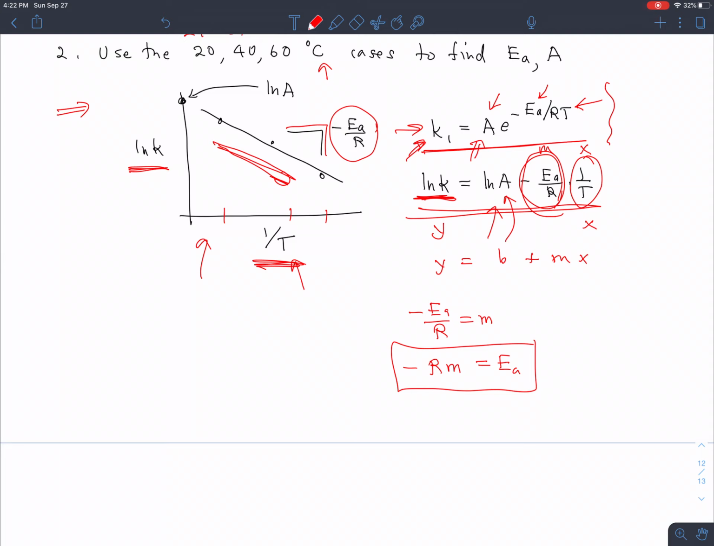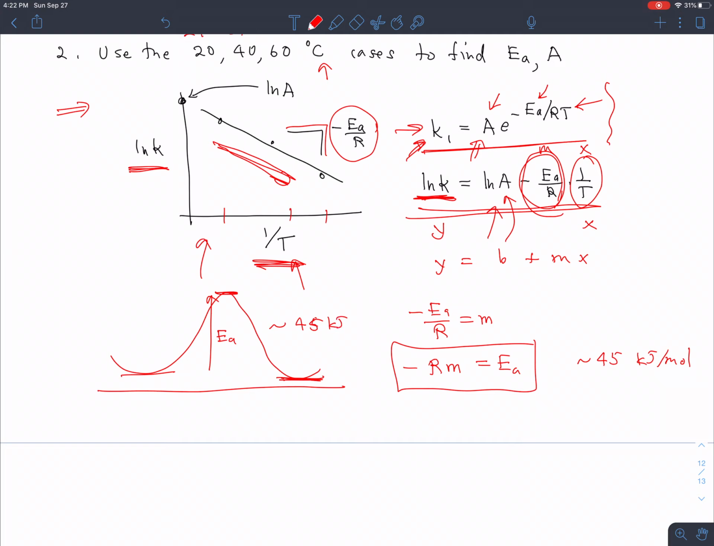I believe that the correct answer is somewhere in the neighborhood of 45 kilojoules per mole for the size of the activation barrier. Remember that the activation barrier is this: here's the initial energy for the reactants, here's the energy for the products, here's the barrier. The energy of activation is the height of that barrier, and it's about 45 kilojoules per mole. At least that's what both Amy and I got when we did this experiment.